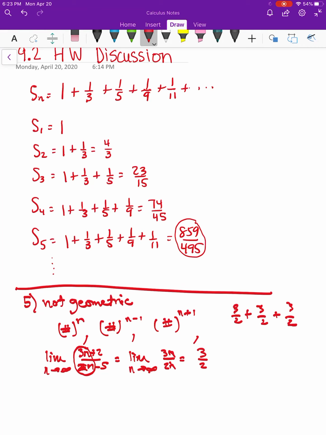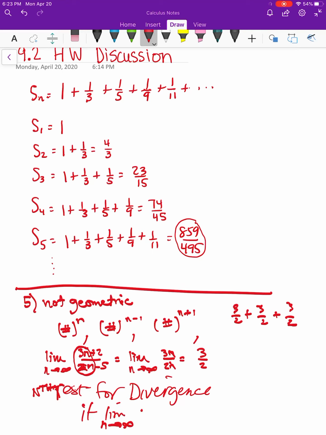Okay? So, but they're asking us to find whether the series converges. The sequence obviously converges to 3/2. But if I'm adding 3/2, or close to 3/2, continuously, I'm going to diverge as a series, right? So if you were just talking about a sequence, the sequence would converge to 3/2. But the series is going to diverge.